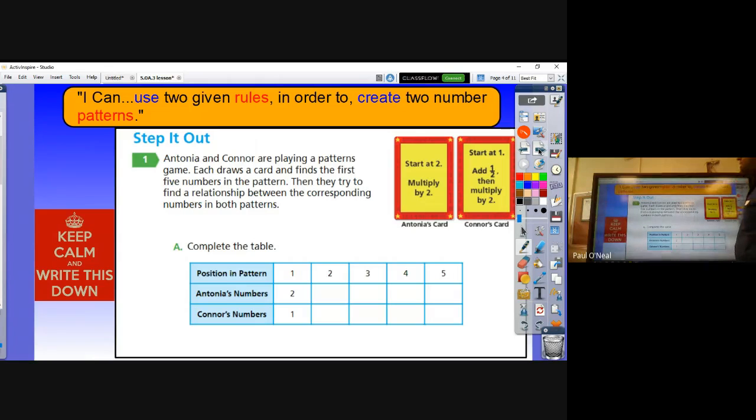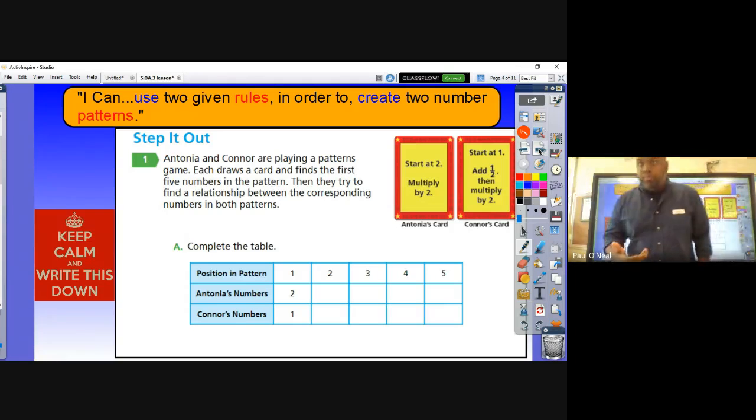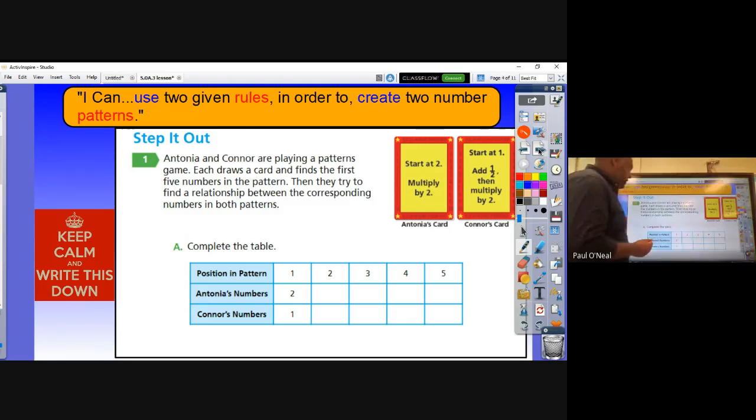So here first we see a problem. I'm going to read the problem as I would want you to approach any sort of problem. Break it down so you can understand it better, okay? So first time through, it says Antonia and Connor are playing a patterns game. Each draws a card and finds the first 5 numbers in the pattern. Then they try to find a relationship between the corresponding numbers in both patterns.